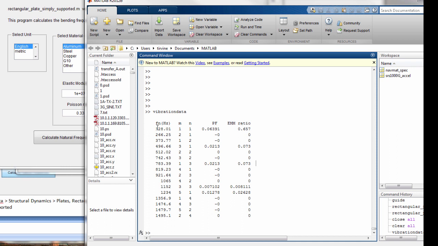The first mode, the fundamental, has the highest participation factor. It also has the highest effective modal mass ratio. So with the white noise input, this is the one that's going to be most excited, and most of the response will be due to the fundamental mode. But several of the higher modes also have non-zero participation factors, and you can take a quick look at that right there.